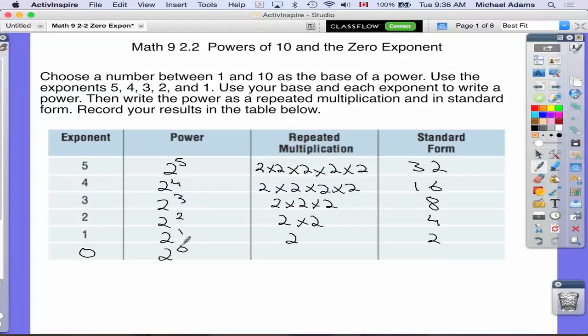Okay? So now, what would it be as repeated multiplication? So it would be nothing. We couldn't write anything there as repeated multiplication. But we do have a standard form. No. This tells us, hey, it's 2 to the exponent 0. It doesn't mean that there's nothing. It means that there's something. What is there? Okay? And it is just simply 1. Anything to the exponent 0 is 1.